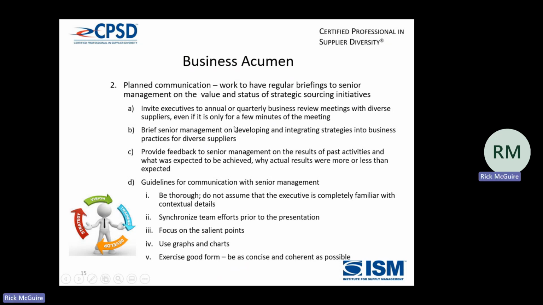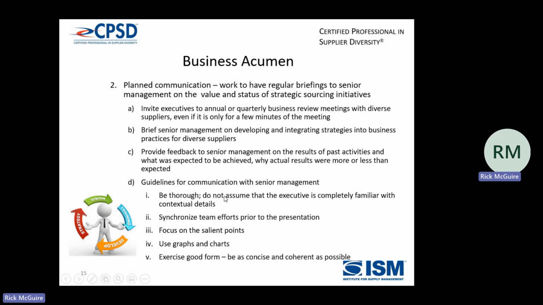Invite executives to annual or quarterly business review meetings with diverse suppliers, even if they're only going to show up for a couple of minutes. Brief senior management on developing and integrating strategies into business practices of diverse suppliers, and provide your feedback to senior management on the results of past activities: what was expected to be achieved and why actual results were more or less than expected.